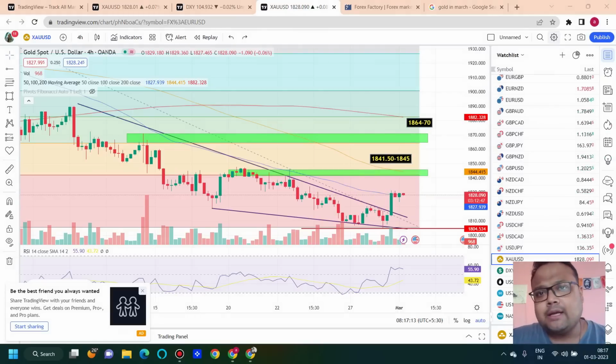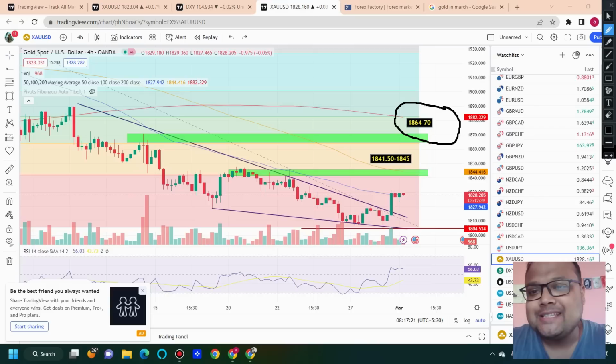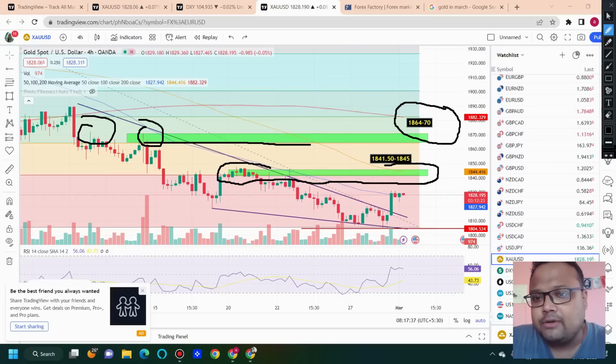And in case the market shows extreme upside or a good amount of buying, then the ultimate resistance on the chart of gold is around 1864 to 1870 level. This is the strongest resistance on the chart because of Fibonacci 0.382, as well as strong price rejection around this area. Here also we are considering Fibonacci 23.6 and price rejection around this area. So this level is the strongest.